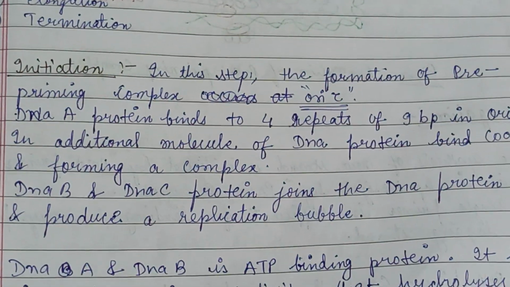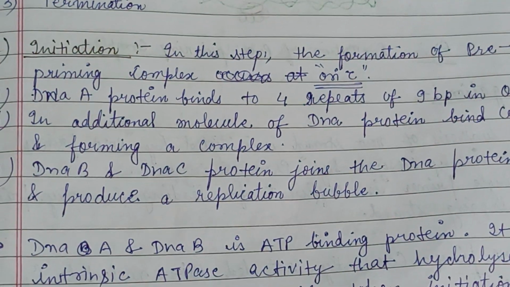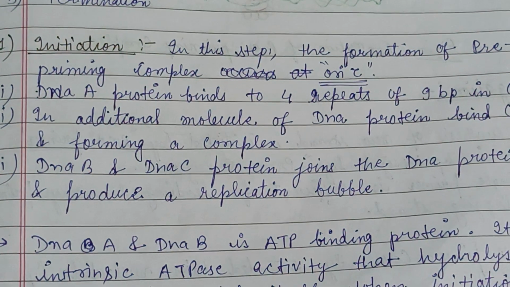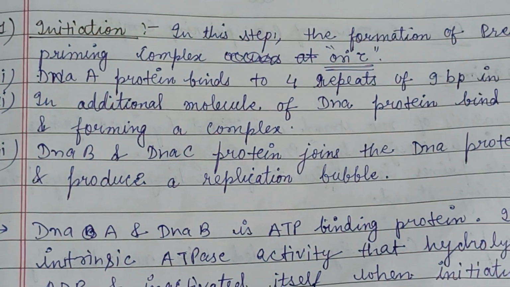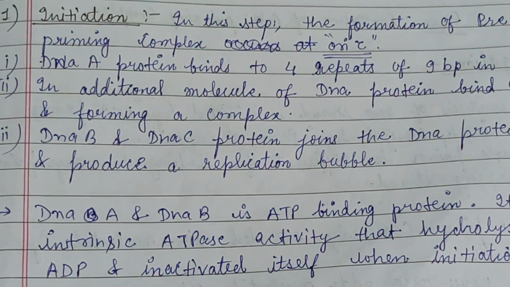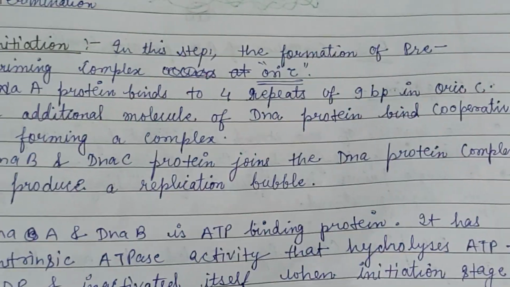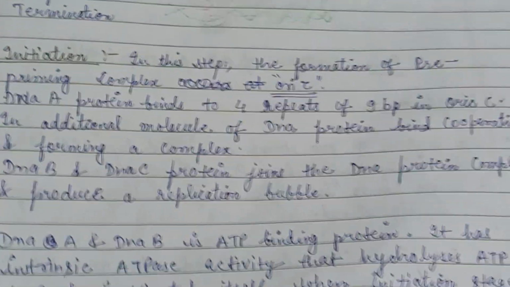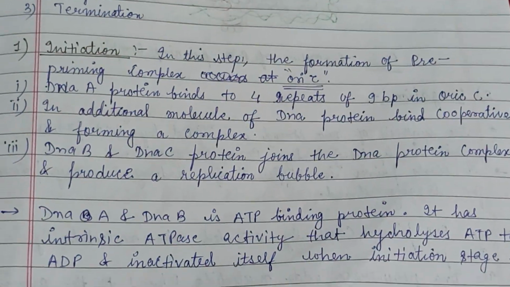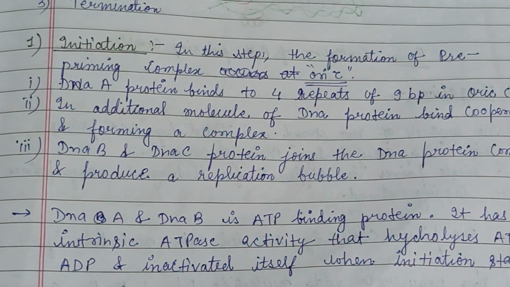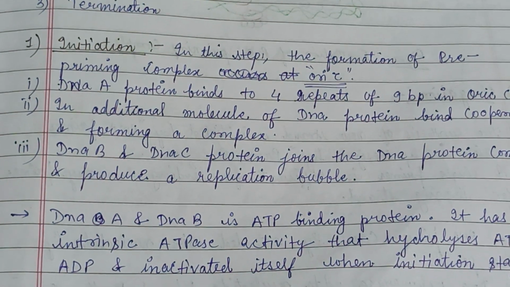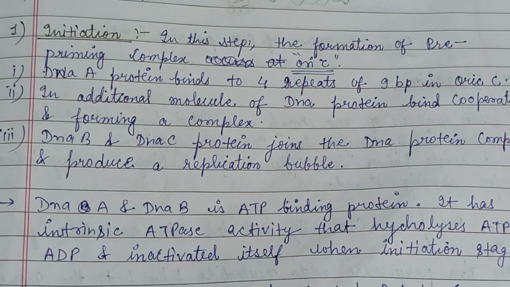In the initiation, there is formation of the pre-priming complex at OriC. OriC is the region where the replication starts and the Y-shaped structure forms. So an additional molecule of DnaA protein binds cooperatively, forming a complex. Then DnaB and DnaC proteins join the DnaA protein complex and produce a replication bubble. DnaB and DnaC are the enzymes involved in prokaryotic replication, as we have discussed previously.